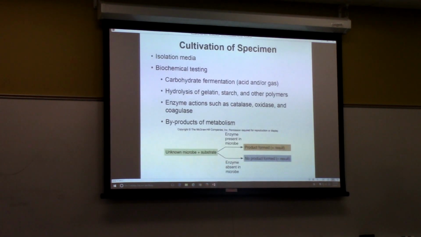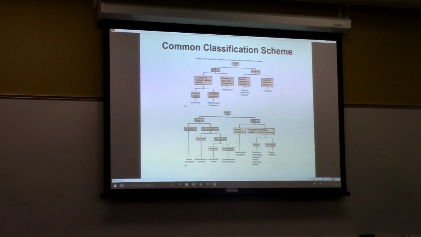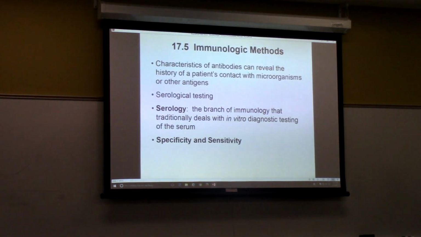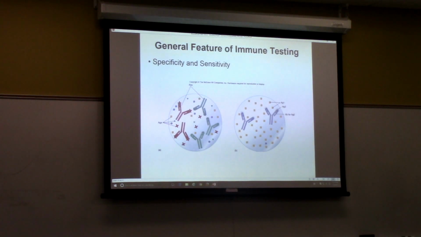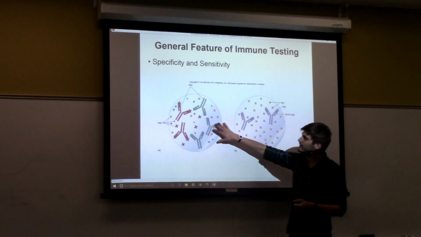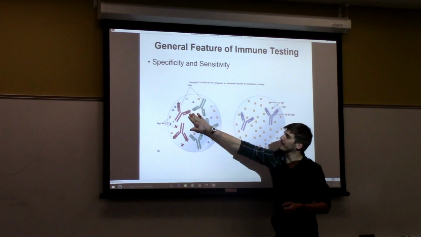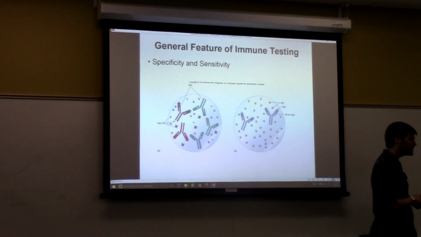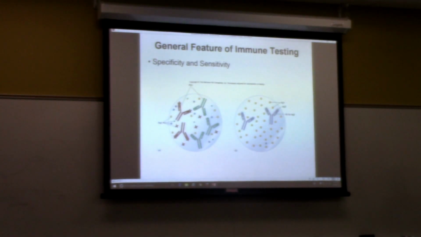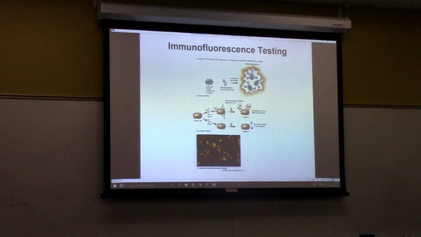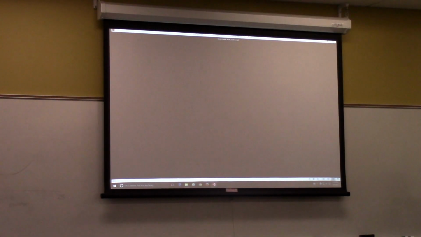And then we went into a lot of details about each test. Again, I don't expect you to know that for the exam. And this just gives you a good idea of why serology is nice, because it's extremely specific, because antibodies only bind to their cognate antigen. And then it's also very sensitive because you have tons of antibodies circulating around the body. Okay, that's it for chapter 17.